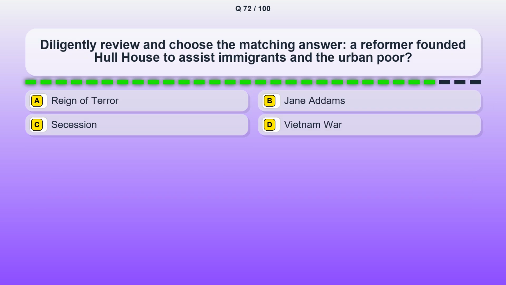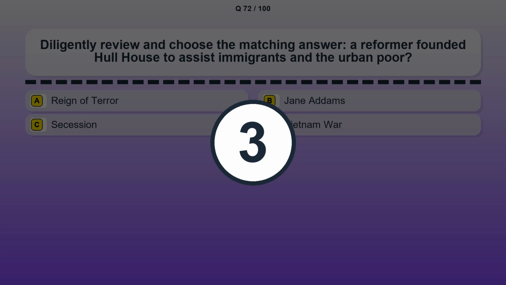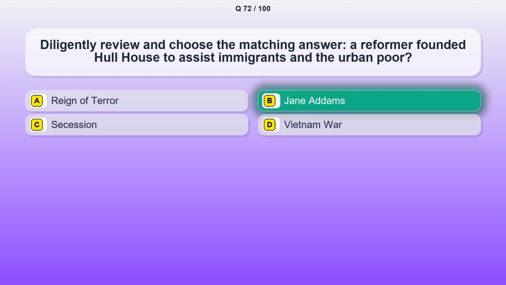Question 72. Diligently review and choose the matching answer. A reformer founded Hull House to assist immigrants and the urban poor. Option A, Reign of Terror. Option B, Jane Addams. Option C, Secession. Option D, Vietnam War. The correct answer is option B, Jane Addams.